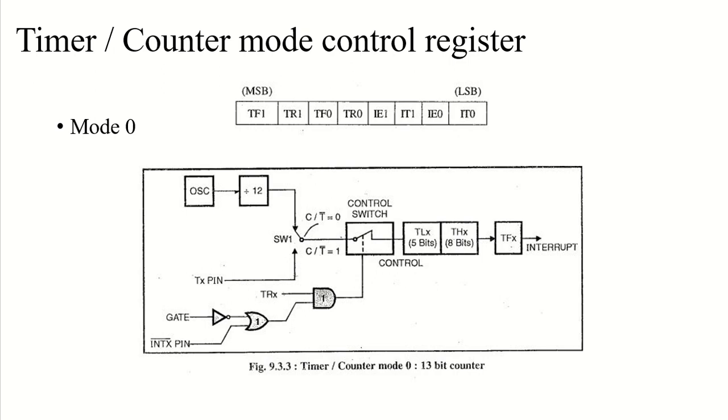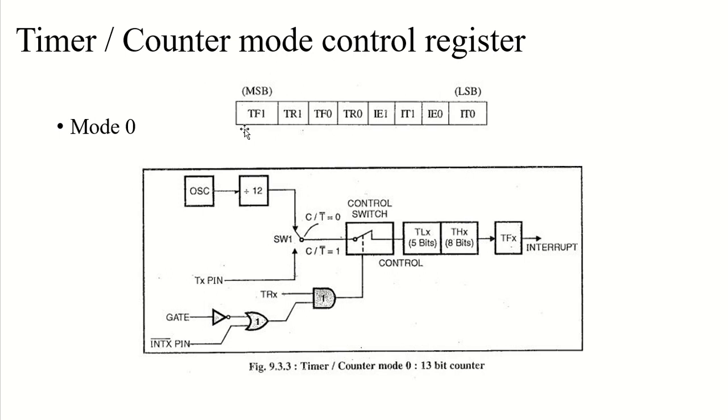So moving from MSB to LSB, the first one you are seeing here is TF1. The position of this in the pin diagram would be the TCON7 position. TF1 is the timer 1 overflow flag, which is set by hardware on timer counter overflow and cleared by hardware when the processor vectors to the interrupt routine, right?